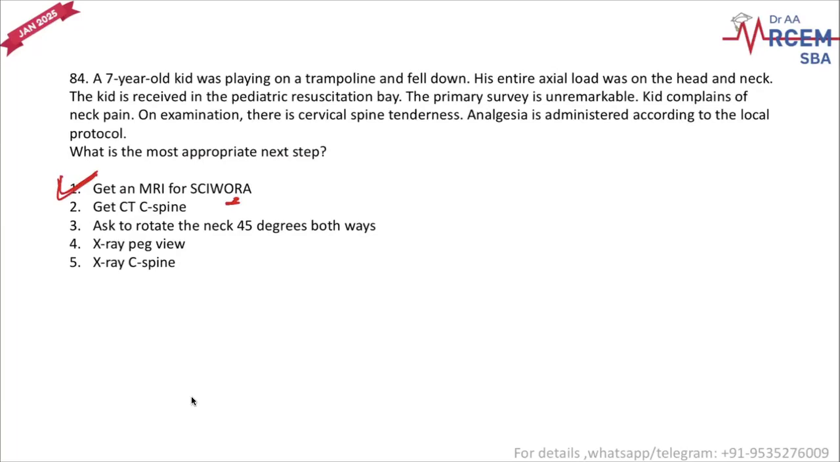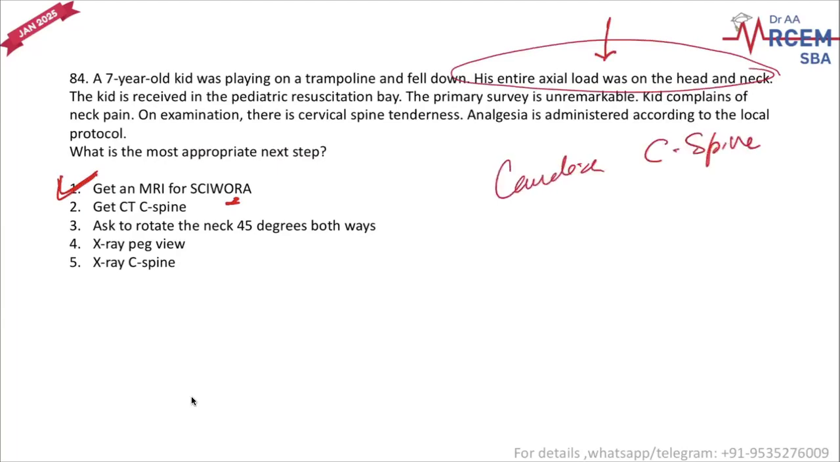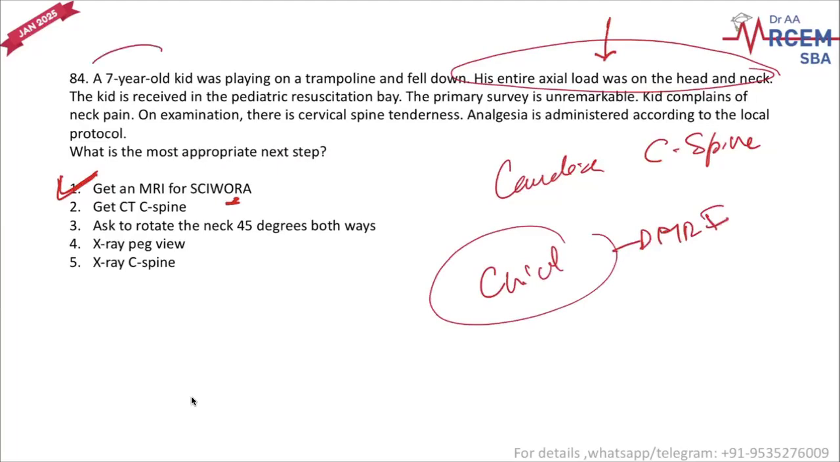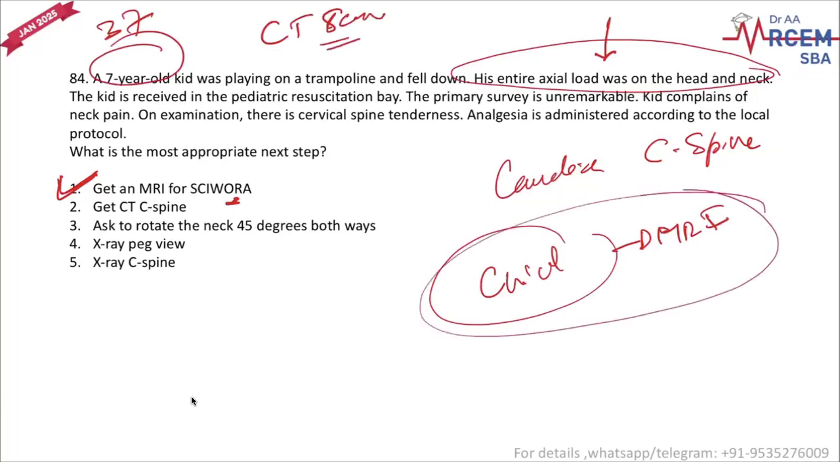According to the Canadian C-spine rule, is it a dangerous mechanism of injury? Yes, there is a dangerous mechanism of injury because axial load was there. So according to the Canadian C-spine rule, this kid requires imaging. In a child, the preferred imaging is an MRI scan. For the same patient, if I change the age to, for example, 37, then the scan becomes a CT scan, not an MRI. But because it is a child, it is an MRI scan that you are supposed to get done.